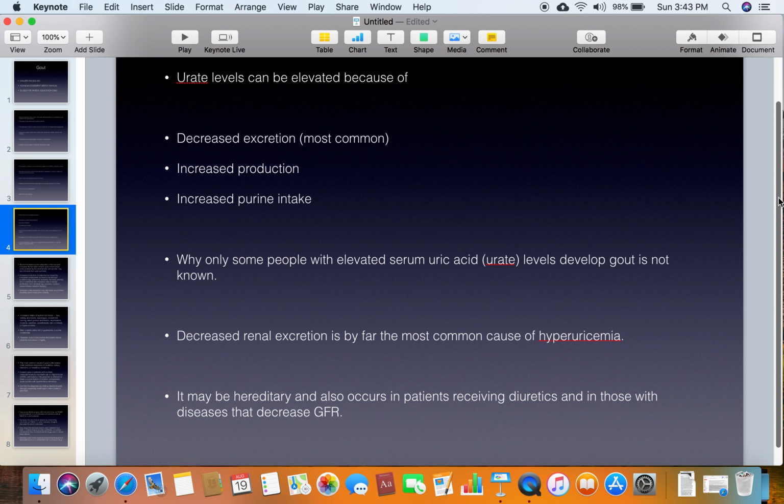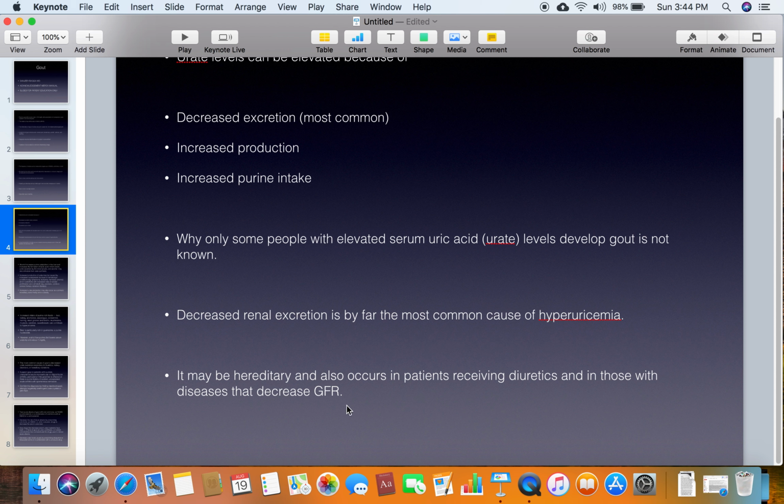One is that the body is not excreting it adequately. So this is the most common cause, or it could be because there is an increased production of uric acid in the blood or body, and then there is increased purine intake, which is the basic material which leads to uric acid formation. So these are the three causes, but the most common is that the body is not excreting uric acid adequately. Why some people develop gout or increased uric acid is not very clear, but as I mentioned, the decreased renal excretion, or excretion through the urine, is the most common cause of increase in the uric acid.